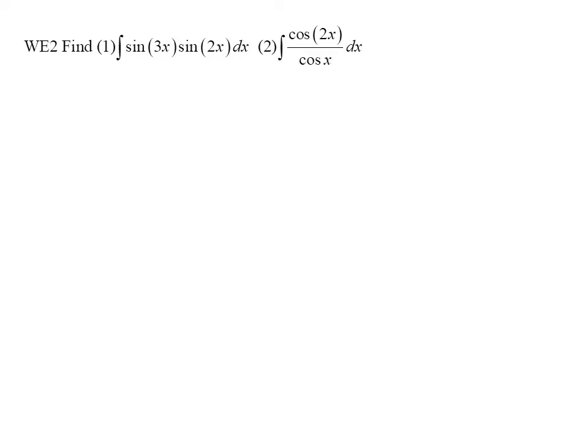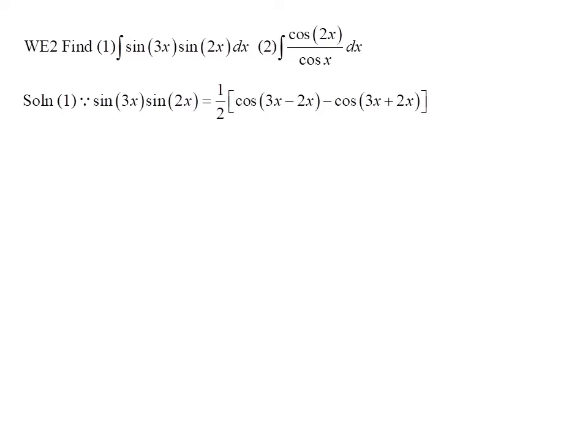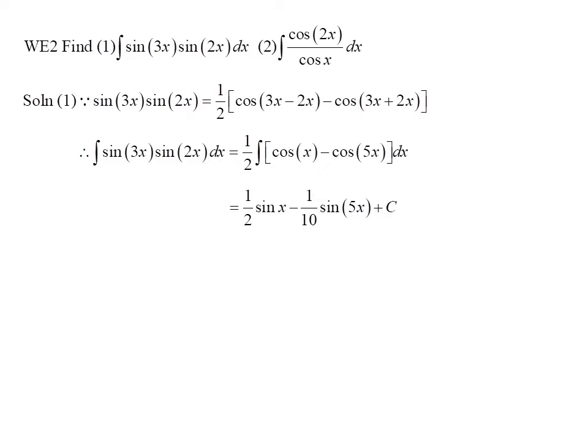Example 2 is to find two antiderivatives with trigonometric functions. As for the first antiderivative, since sine 3x sine 2x can be transformed to 1/2 times cosine x minus cosine 5x, or in parentheses. Hence, the antiderivative is written to 1/2 times the integral of cos x minus cos 5x, or in parentheses dx, which equals 1/2 times sine x minus 1/10 times sine 5x plus c.